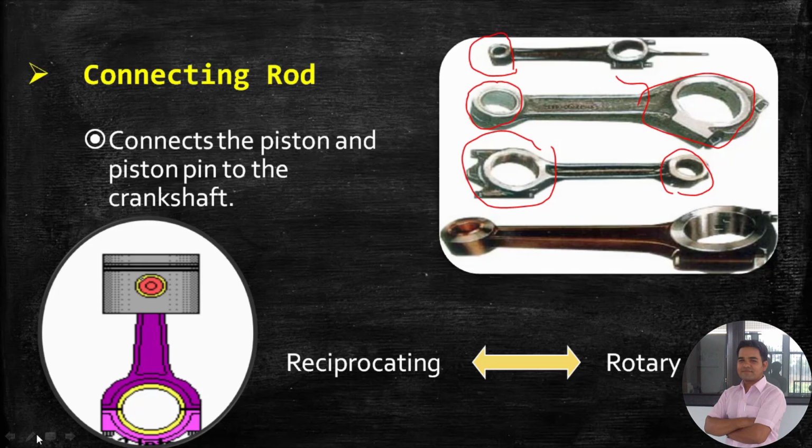The small end of the connecting rod is an integral part of the whole body, whereas the big end of the connecting rod is made of two halves. It is split into two halves. The reason behind such a construction is to provide ease while assembling and disassembling the connecting rod with the crankshaft. It helps us during the overhauling process of the IC engine.